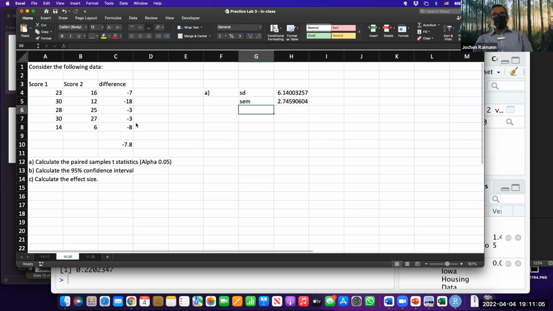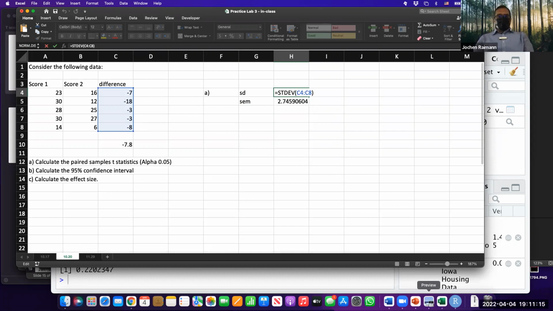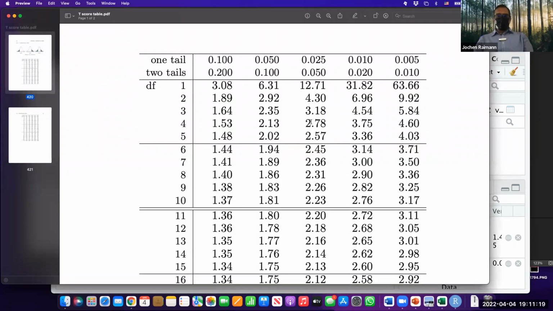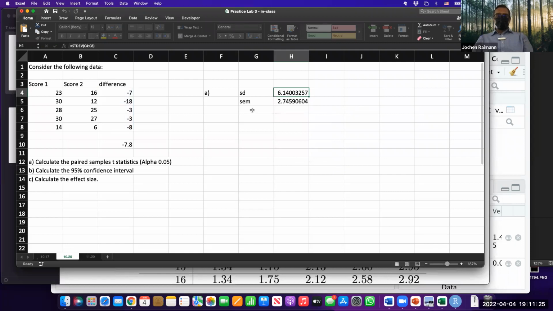Can you go back to standard deviation? If you go back to standard deviation. Can you now go back to standard? So it's C4 to C8. The critical value is 2.78. Critical value of 2.78. 2.78. To where? SEM is standard deviation divided by square root of 5. Yep. How do you get the standard deviation again? STDEV, C4 to C8. Okay, thank you.